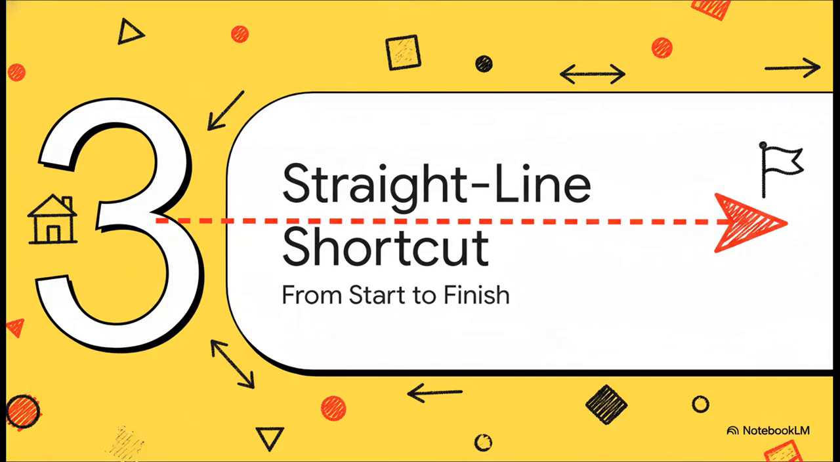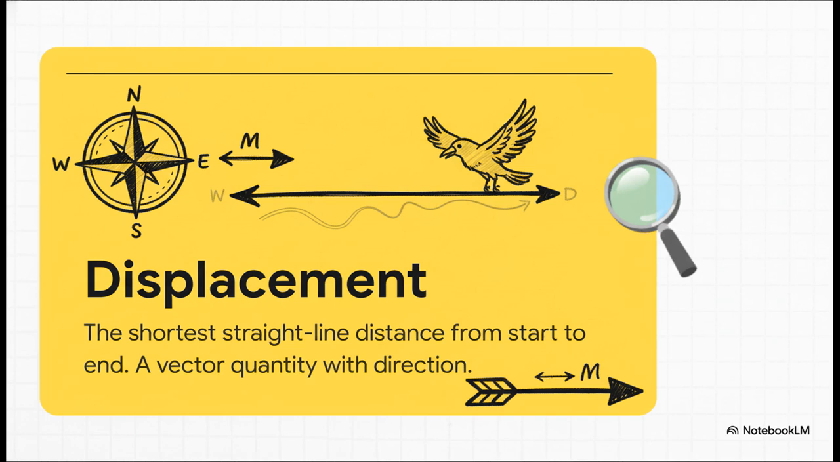But remember, that's only one way to look at it. Now we're going to look at that exact same journey from a totally different angle. Think of this one as the straight line shortcut, where we only care about two things, the start and the finish. And this brings us to displacement. Now, this is where it gets really interesting. See, displacement completely ignores the scenic route you took. All it cares about is the shortest, straightest line from your starting point to your ending point. Think as the crow flies. And what's super important here is that displacement is a vector quantity, which is just a fancy way of saying it has both a size, like 5 meters, and a direction, like east.